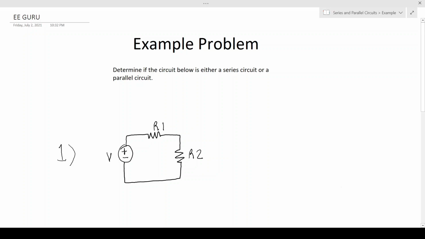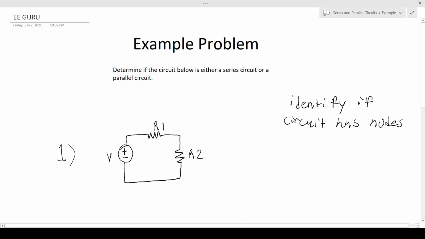So what we want to do is identify if the circuit has nodes, because we know that when current hits a node, the current divides, and by the current dividing, it gives the circuit the property of being a parallel circuit. But if the circuit doesn't have any nodes, that means current cannot divide, and current will flow through a single path from the positive terminal of the voltage source into the negative terminal.